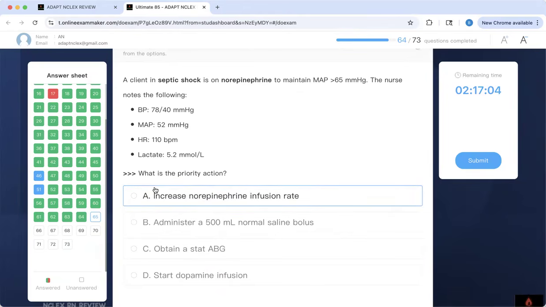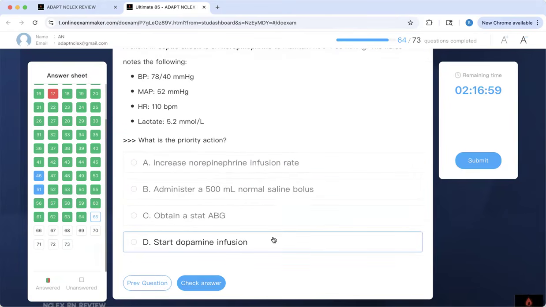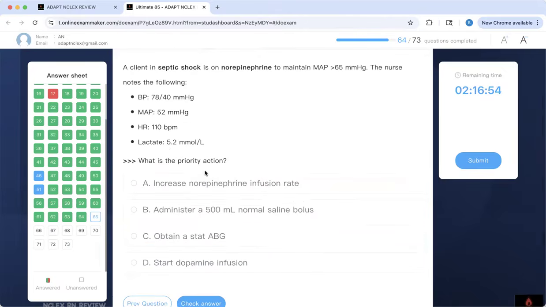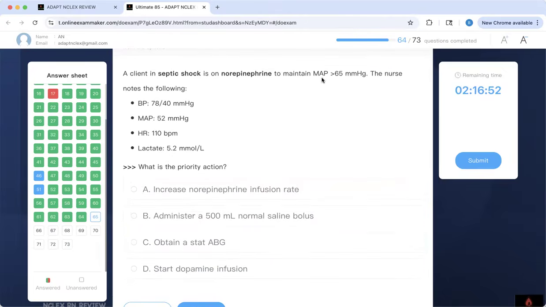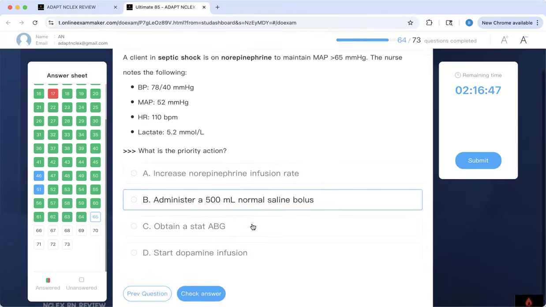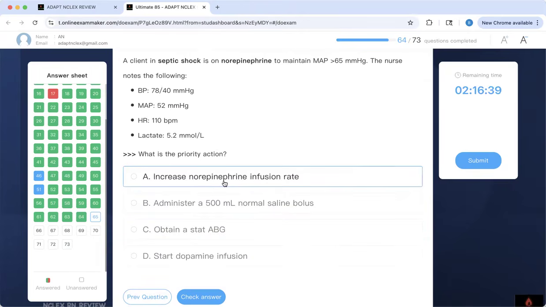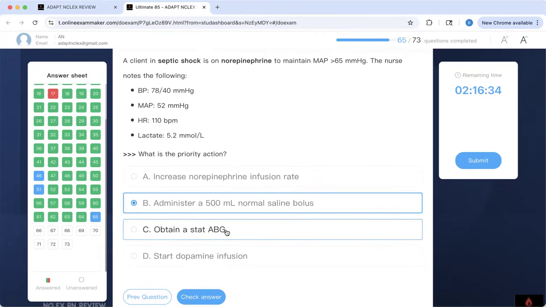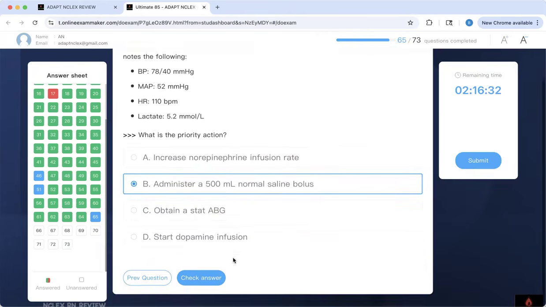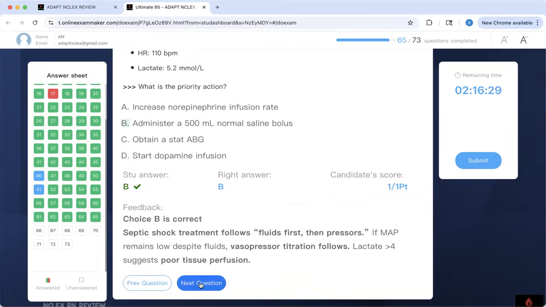If I'm staying in shock, what would I do? Increase norepinephrine infusion, administer 500 normal saline, obtain ABG, and start dopamine. Think about it. Septic shock is on norepinephrine to maintain it, and these are the vitals we got in. What are we going to do? Think about shock. If I'm in shock, norepinephrine is not going to help me that much. I've got to fill the tank and squeeze fluid. ABG is not going to help me. Dopamine is the same thing as norepinephrine. Therefore, that's your right answer.